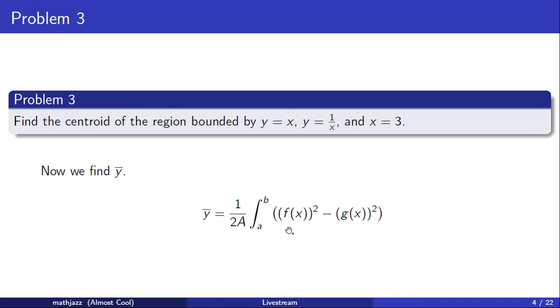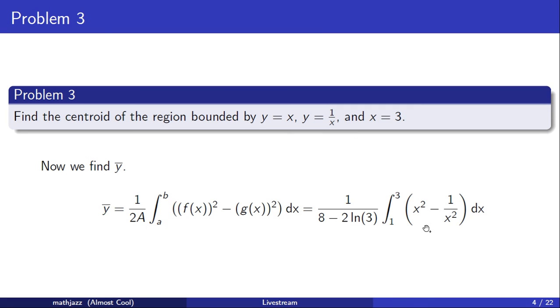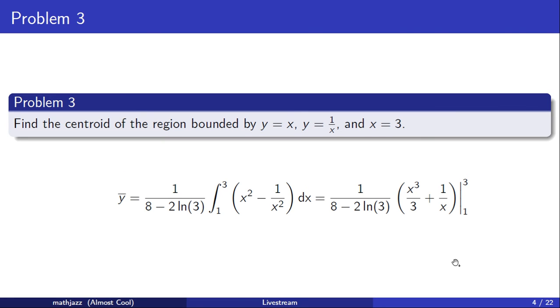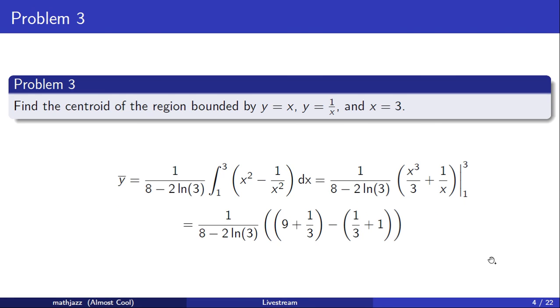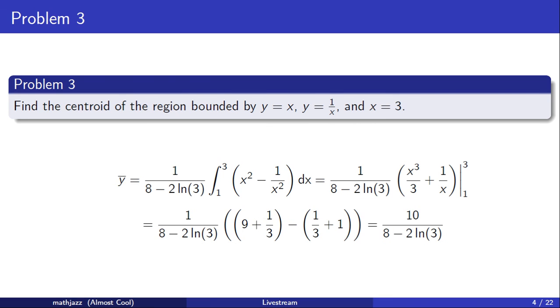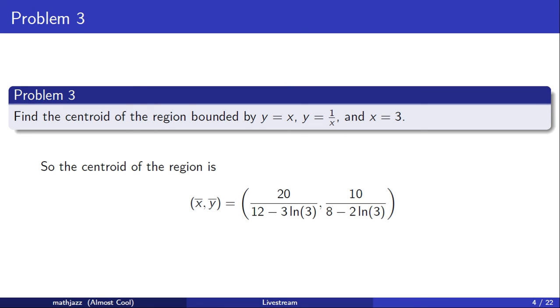So now we already have the area, so we can just plug that in. And we know both of our functions, so we can plug those in and square them. From here, we just use the power rule. We plug in our endpoints, and we simplify. And this is our y bar, 10 over 8 minus 2 natural log of 3. So the centroid is just x bar comma y bar.